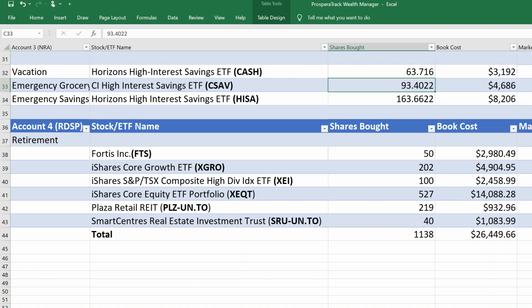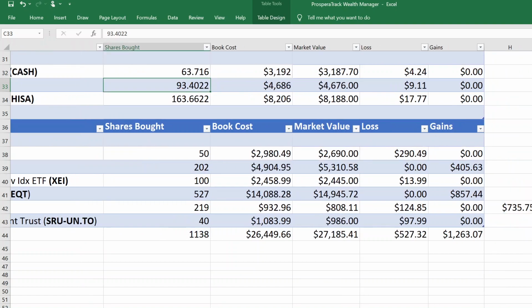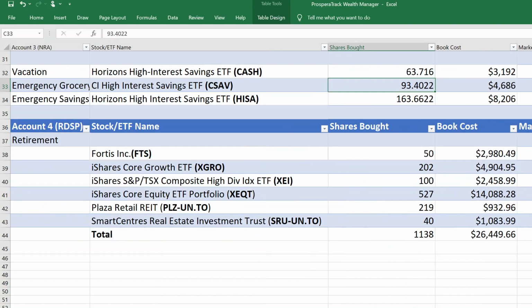XEI, I currently own about 100 shares of that one, which I bought for 2,458 and some change. I'm currently down a little bit on that one. Currently at the value of 2,445, I'm down about 13.99 on this particular one. This one is one that I'm actually quite happy with. It's one that also on a monthly basis gives me dividends as well. I'm investing in that one for dividend purposes.